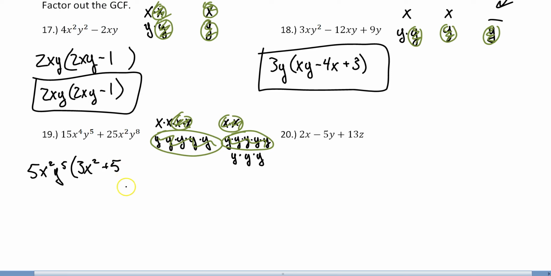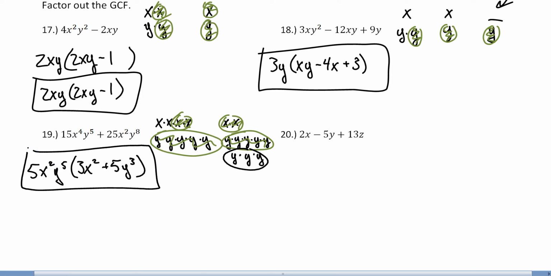I'm not left with any x's, but right here I'm left with 3 y's, so it's y to the 3rd. Okay? And really, again, it's division, so that's why we're subtracting the exponents. All right? And then the last one here, when I look at the 2, the 5, and the 13, there's nothing that divides evenly. When I look at the variables, they don't have any variables in common, which means I can't take any of the variables away.